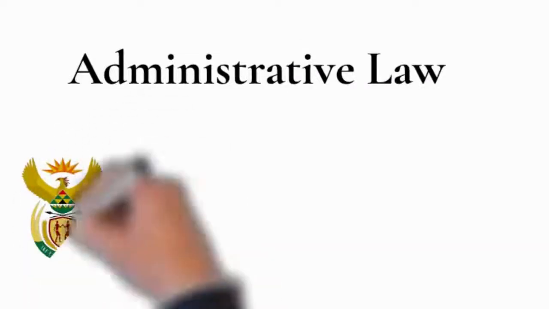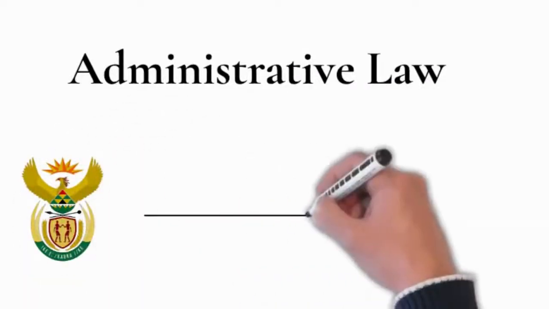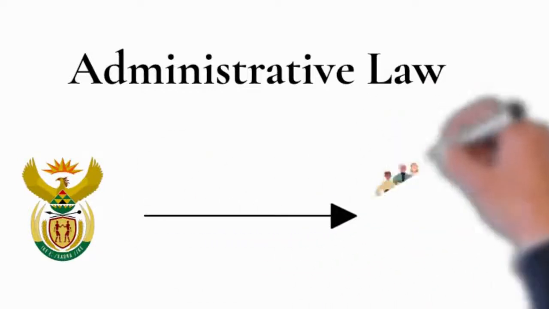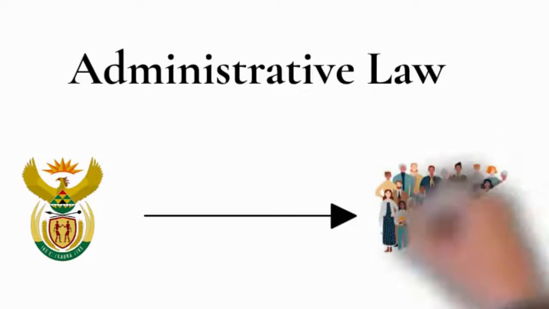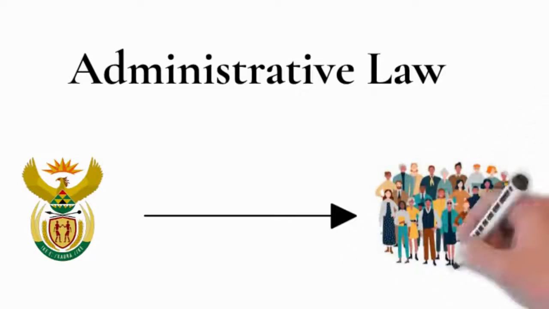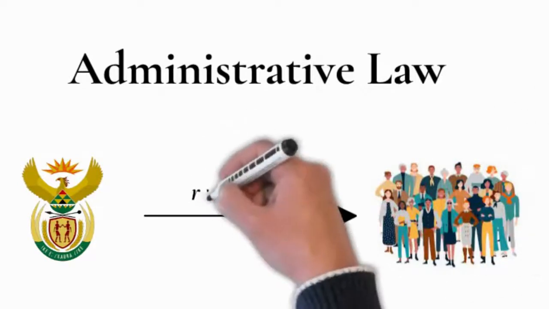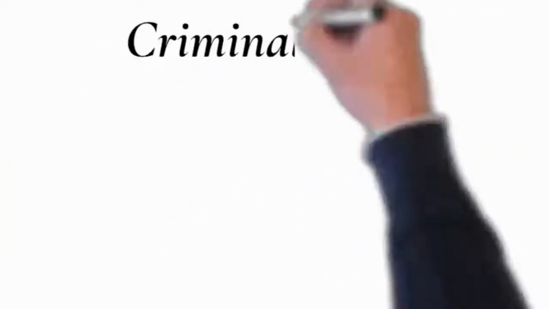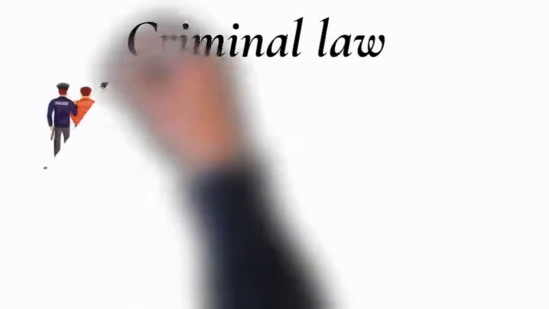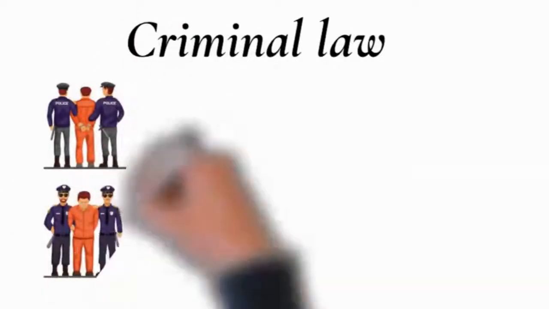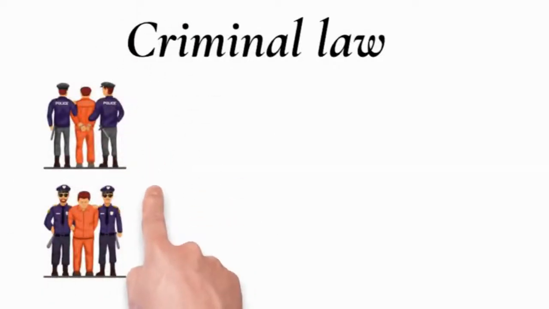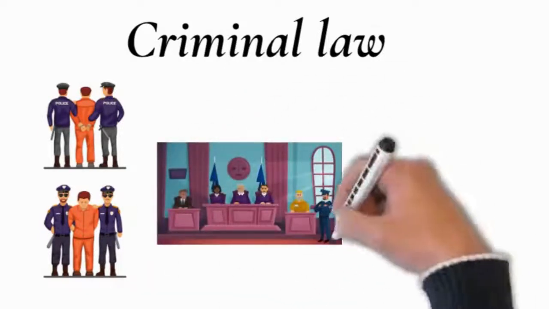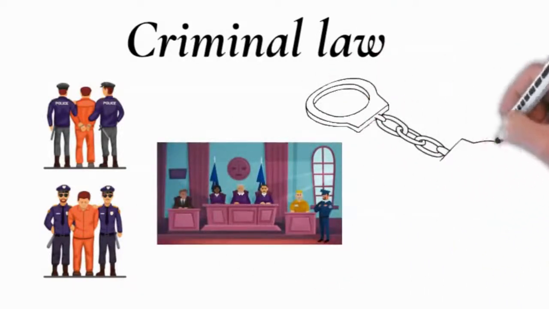So the relationship is regulated by administrative law and the legal framework within which public administration is carried out. The fourth one is criminal law. It relates to crime and defines criminal offenses, another branch of public law.